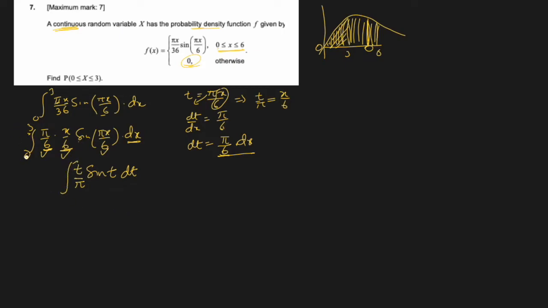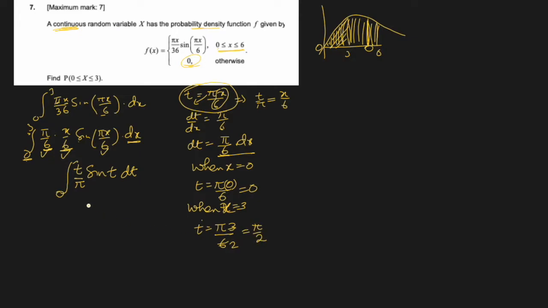But I'll have to change the limits of integration also. So let's say 0 first. I'll use this relationship again. When x is 0, t will be pi times 0 over 6, which is 0. So the lower limit remains 0. When x is 3, t becomes pi times 3 over 6, cancel out 2. So it is pi over 2. The limit will be pi over 2 here.